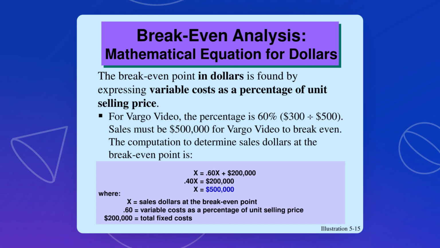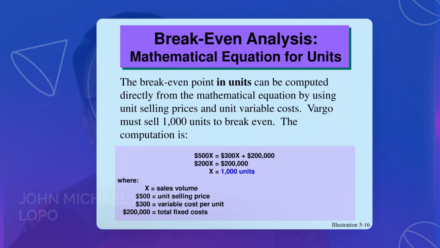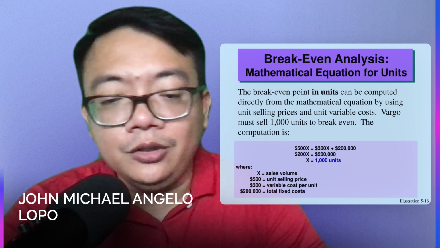Later, we compute first for the per unit naman. So the break-even in units can be computed directly from mathematical equation by using the selling price minus variable cost per unit. The formula again, break-even sales, which is at selling price X minus 300X, which is the variable cost per unit, plus your fixed cost. Magkano yung ating sales? 1,000. Ano bang ibig sabihin nito class kanina? We have 500,000 pesos and we have also 1,000 in units.